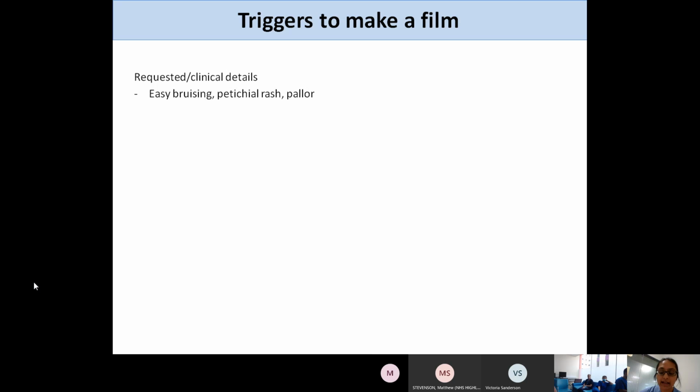So we have triggers to make a blood film. If it's requested or there are clinical details, then it will cause the lab to reflex make a blood film. Clinical details such as easy bruising or petechial rash or pallor will immediately trigger a blood film to be made. If the parameters are outside the normal range, unless it's a known patient, that will trigger a blood film to be made. So a new low haemoglobin or leukocytosis or a low count.